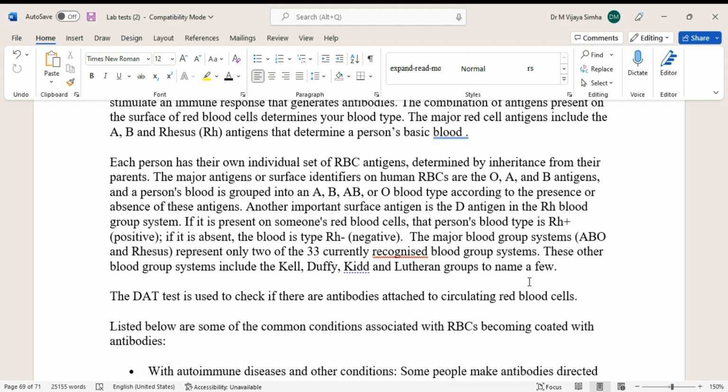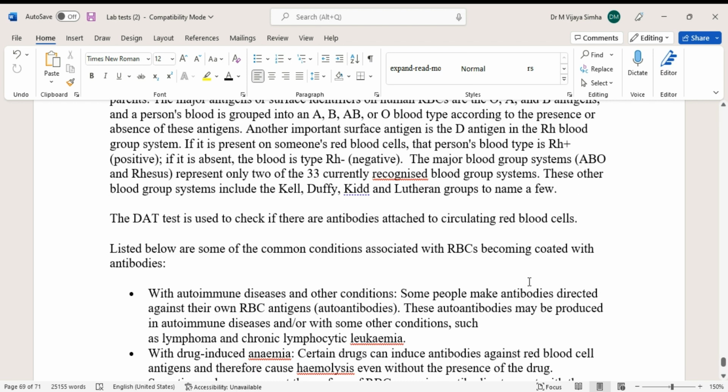The major blood group systems, ABO and rhesus, represent only 2 of 33 currently recognized blood group systems. These other blood group systems include Kell, Duffy, Kidd, Lutheran, to name a few. The DAT test is used to check if there are antibodies attached to circulating red blood cells.